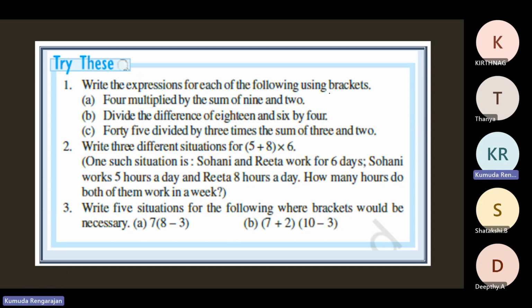As you read, keep writing. That's all. 4 multiplied by the sum of 9 and 2. So the sum of 9 and 2, you'll have to enclose 9 plus 2 in a bracket.